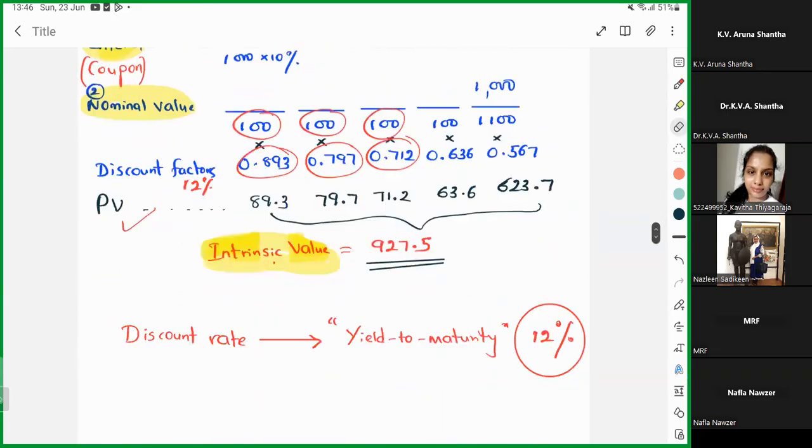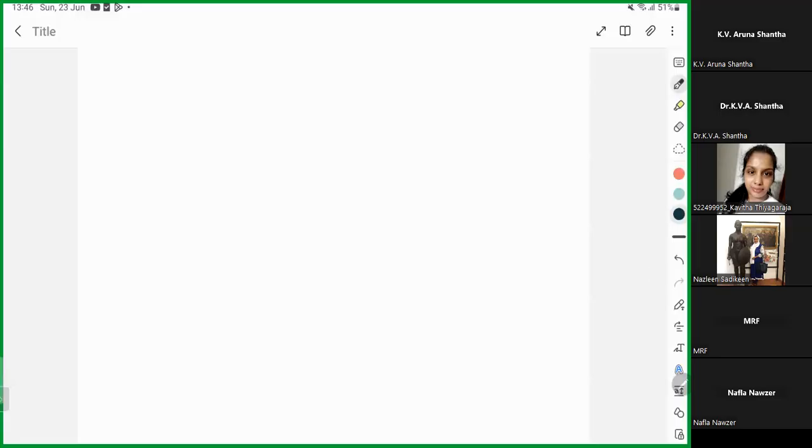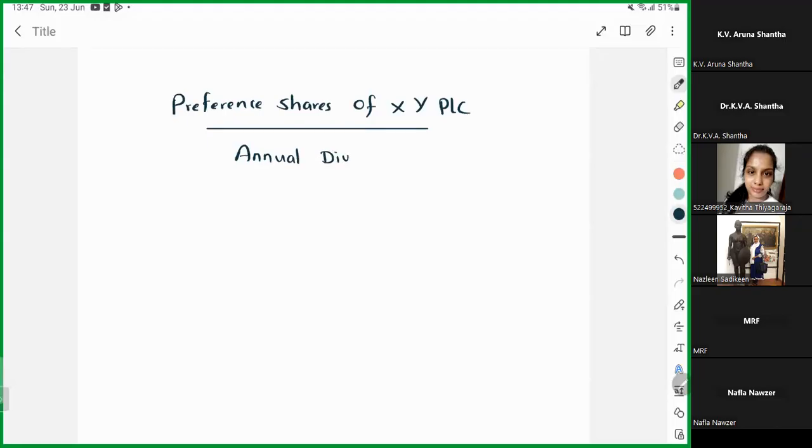Right. Now let's take another example. Let's say you are considering an investment in preference shares of X5 PLC. Let's say that those shares give an annual dividend of 50 per share, and these shares are redeemed in 4 years.